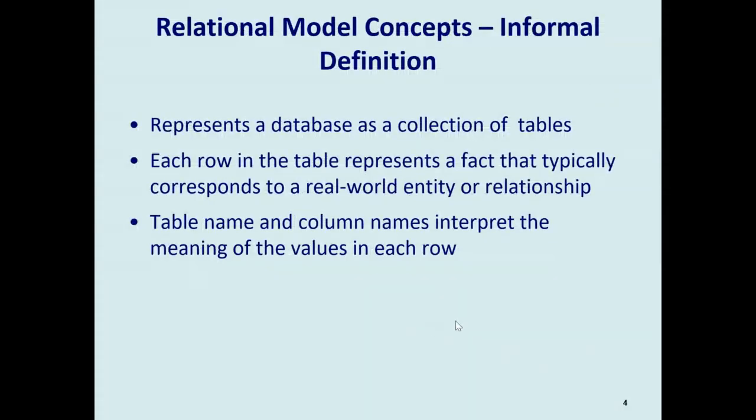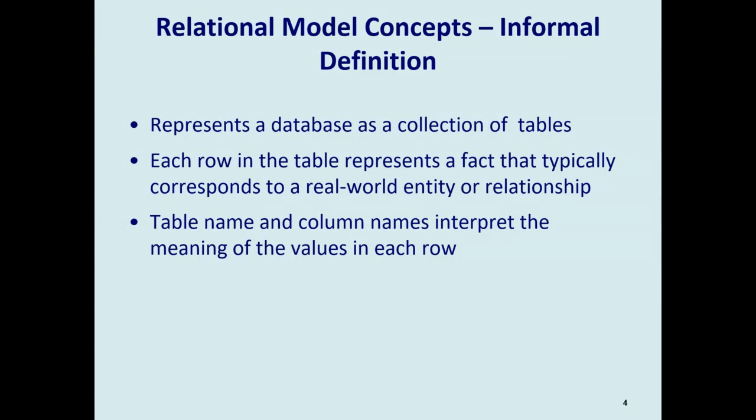According to the informal definition, we can represent a database as a collection of tables, okay? And each row in the table represents a fact that typically represents a real-world entity like a computer, a student, a classroom, a class, or it can be a relationship like a transcript in the university database. So a transcript basically relates each student with the courses they have taken along with their grades.